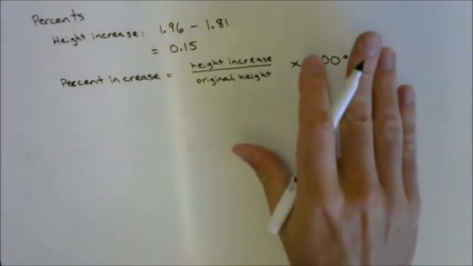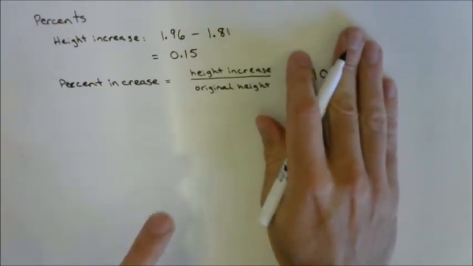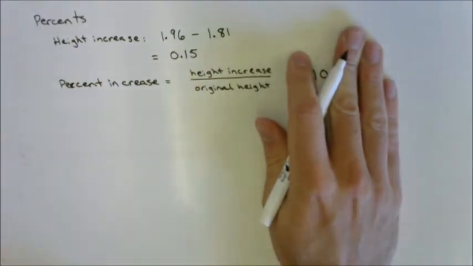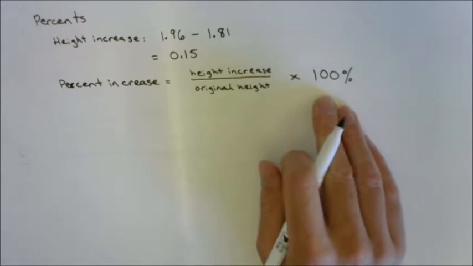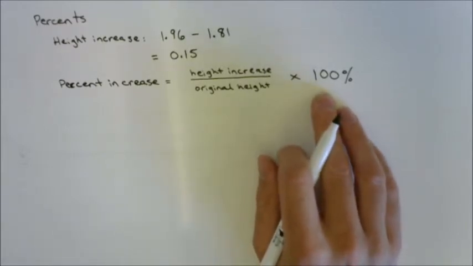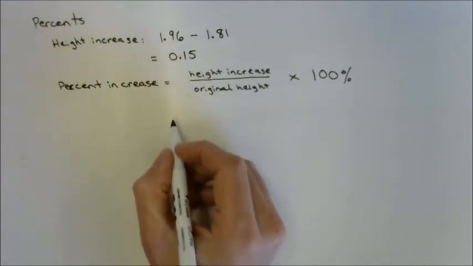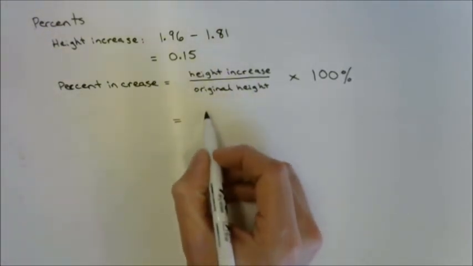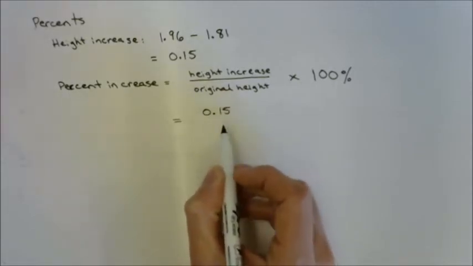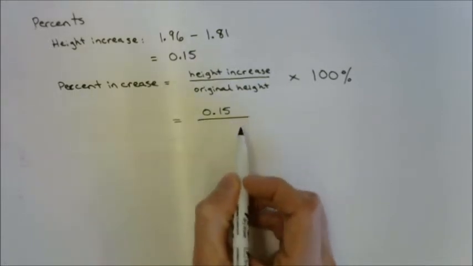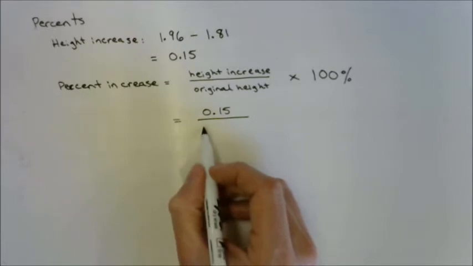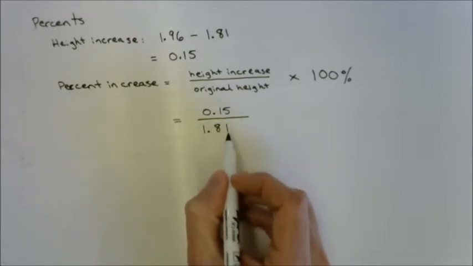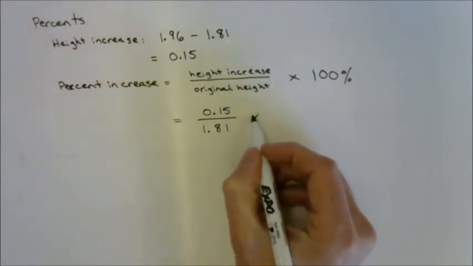Okay, so if we left out the times 100%, we would get this part expressed as a decimal, and that would be fine. We would understand that, because it's the same way you punch in the percent of your test in your calculator. If you multiply that by 100, you get what the actual percent is, because percent just means out of 100, per 100. So we have the height increase, 0.15, and we have the original height of 1.81. Equals. You multiply that by 100.